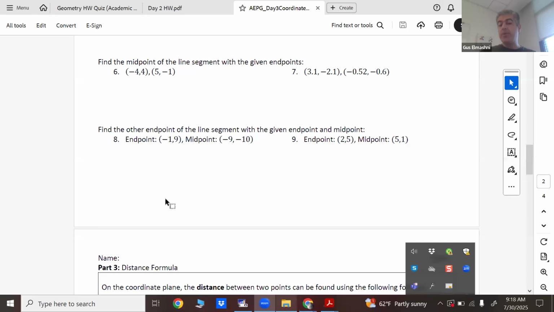We're also going to twist it a little bit, where you get the midpoint and one of the endpoints, and you have to find the other endpoint. So that's a little bit of a twist.